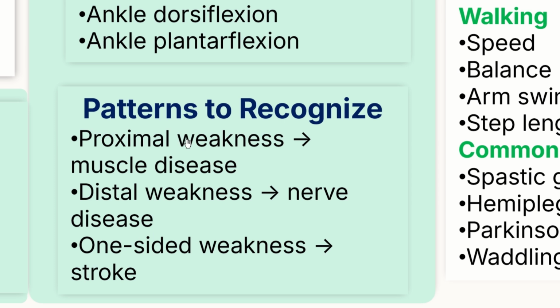Then when you have things like common peroneal nerve injury and someone develops a foot drop, you'll realize that it's the distal muscle that is affected. So most times, if it's distal weakness, it's a nerve issue. If it's a proximal weakness, consider a muscle disease. Then one-sided weakness is going to, most of the time, point to a stroke.